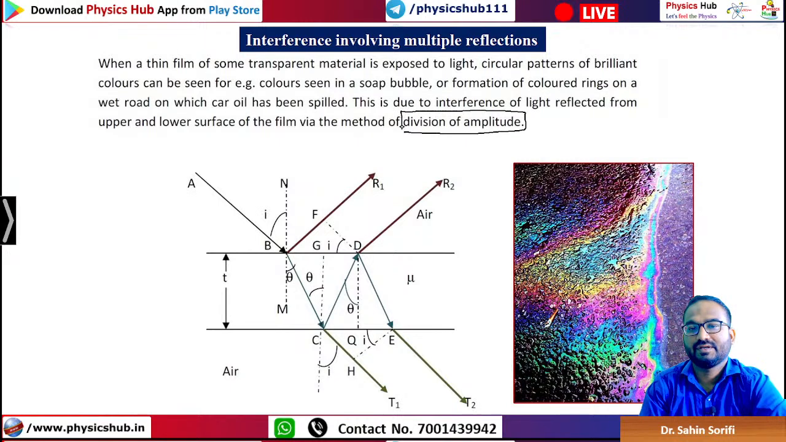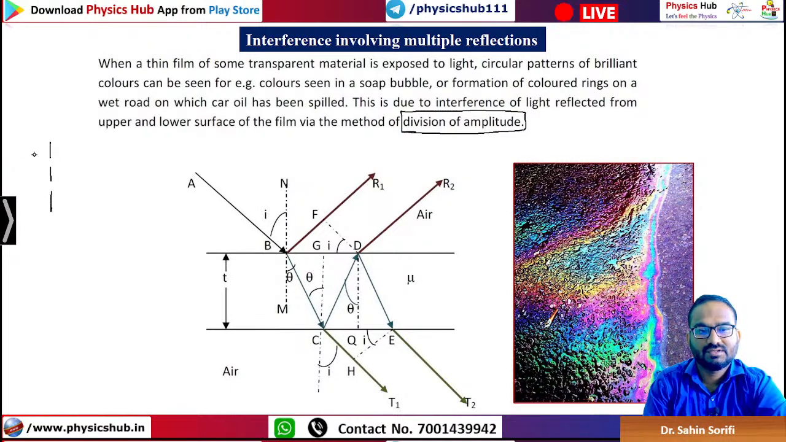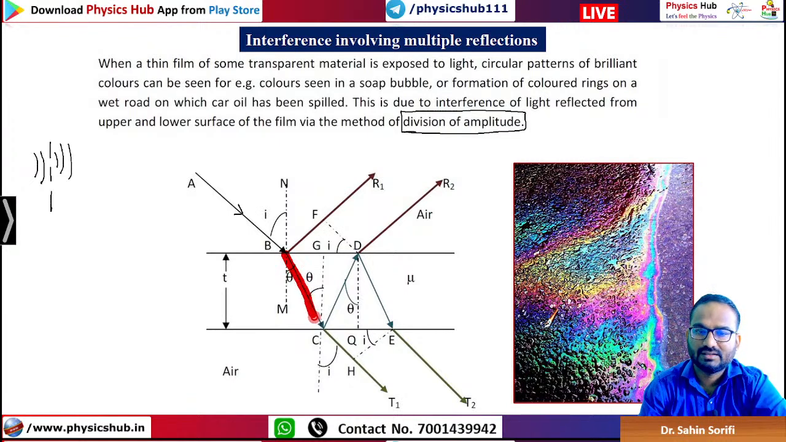We have made you understand what is the meaning of division of wavefront and division of amplitude. In Young's double slit experiment, here we are making use of the division of wavefront. Okay, wavefront is getting divided, but here we are making use of the division of amplitude. So some intensity of light is coming and its intensity is getting divided by reflections. You can see one part of it is reflected directly and another part is entering or refracted.